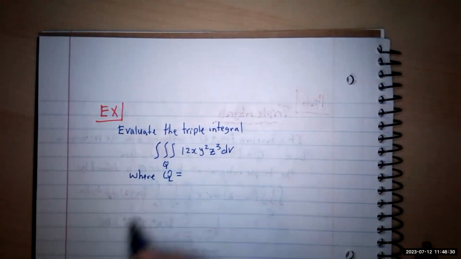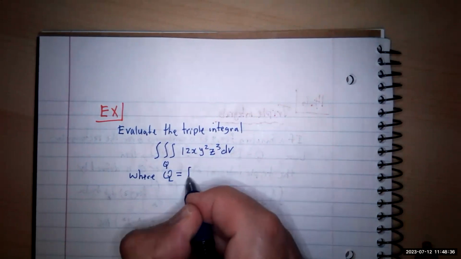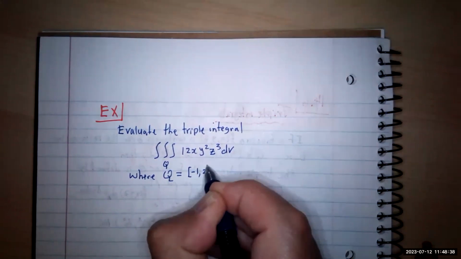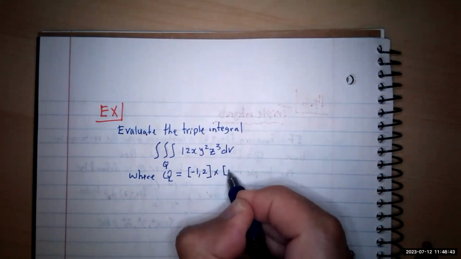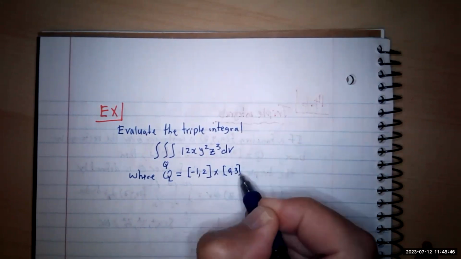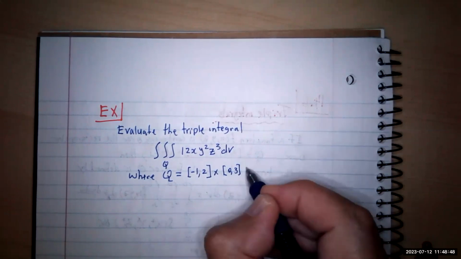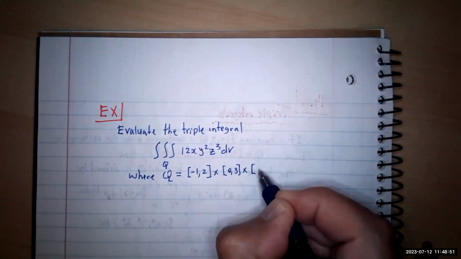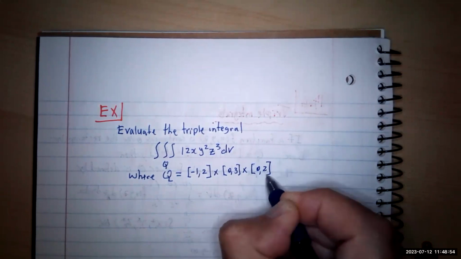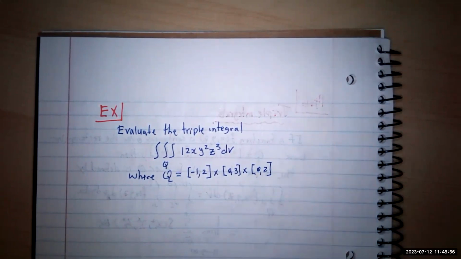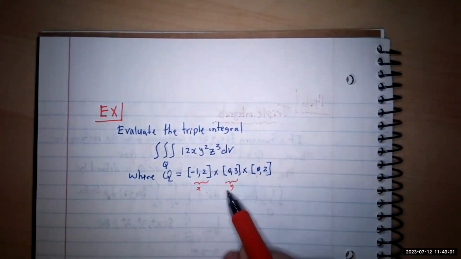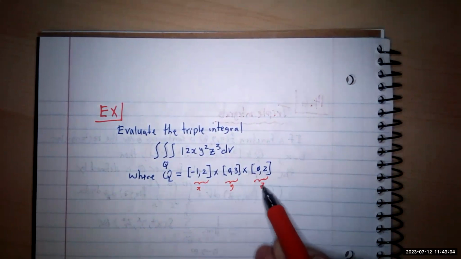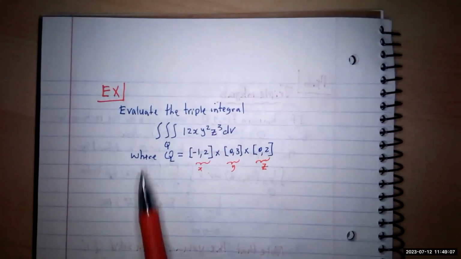Q is equal to, okay, what's going to be Q? Closed interval of -1 and 2. This means x is between -1 and 2. Cross 0 and 3. This is the limits for the y. Cross 0 and 2. Okay, so you must know yourself that this is x, this is y, this is z, because you have to rewrite this one.